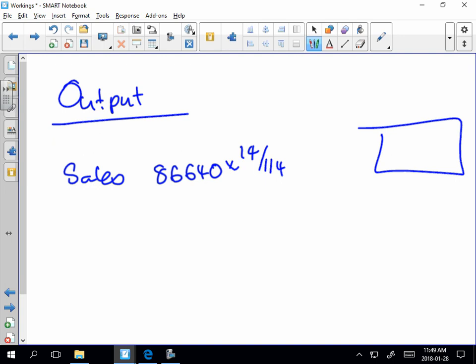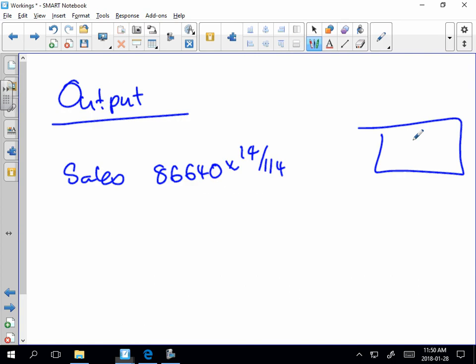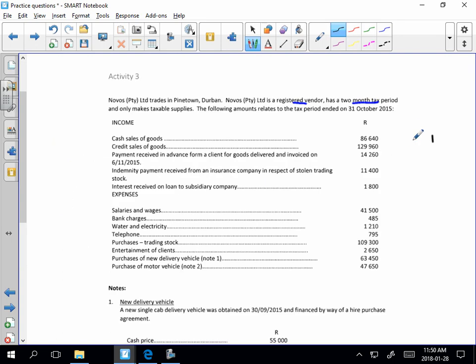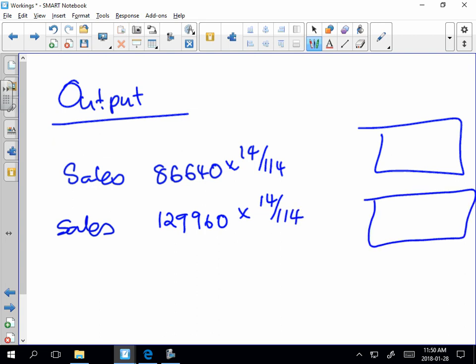Okay, so let's move on to the next point. Cash sales, everyone was happy with it. Credit sales, times 14 over 114 or not? 129,960 times 14 over 114. Are you guys comfortable? Okay.